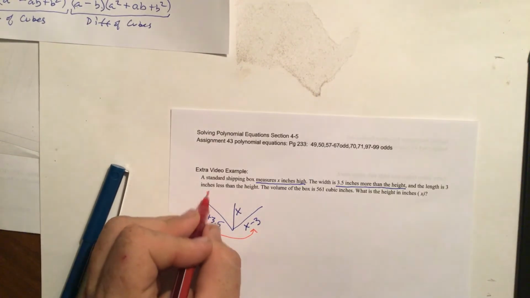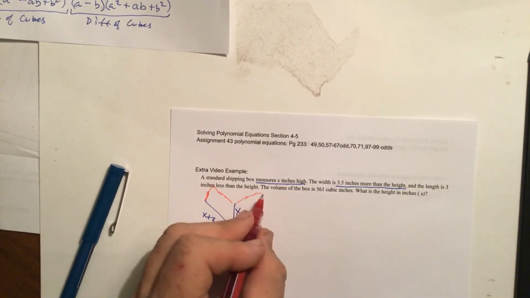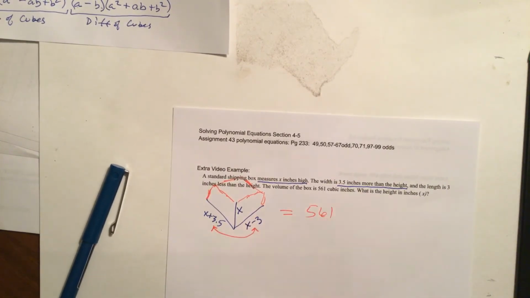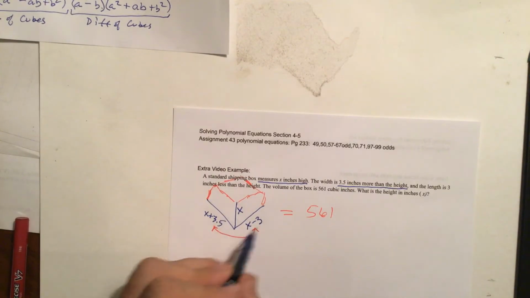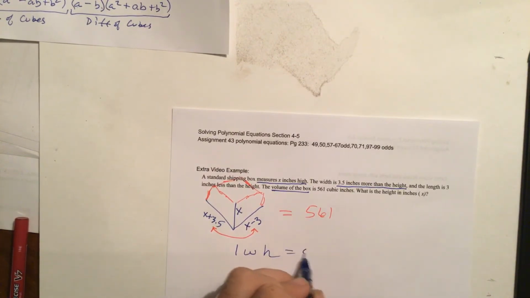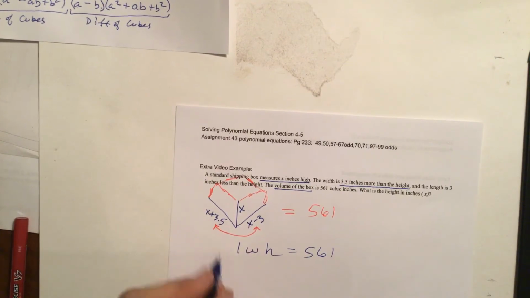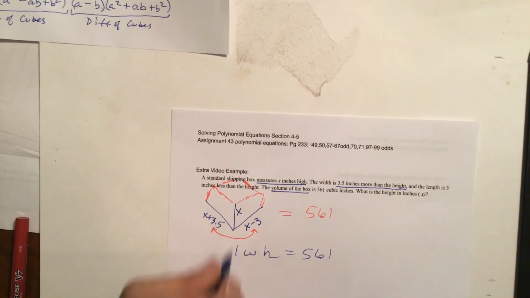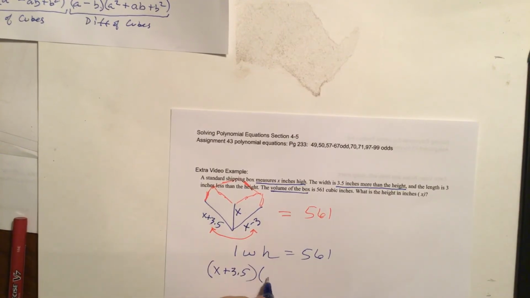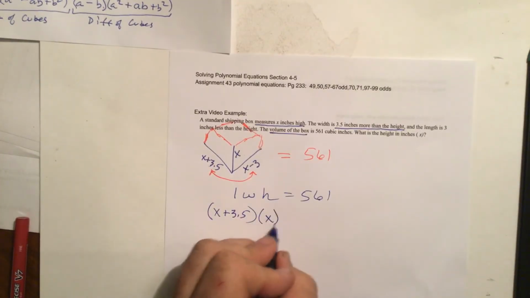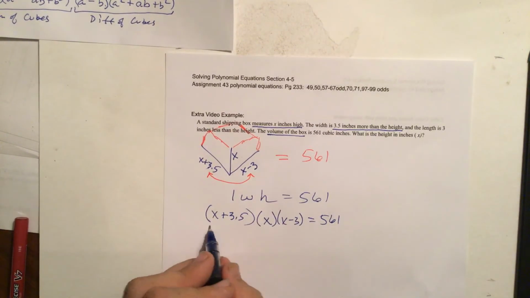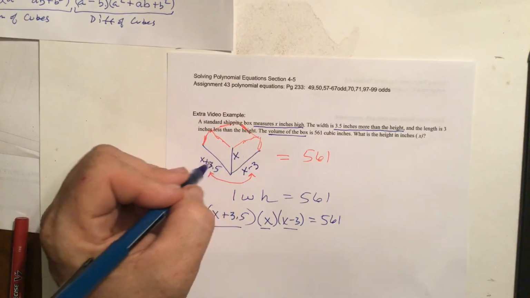Okay, so remember, this is some sort of a box. So if we draw it, we got some sort of a box. And this volume is equal to 561. So let's just set it up. What's volume? We want the volume of a box. Length times width times height equals 561. What's our length? Doesn't matter what order they go. It's x plus 3.5. And then this is going to be x. And our height is x minus 3, which is equal to 561. Just using our volume formula, taking pieces from the diagram, and putting them here.